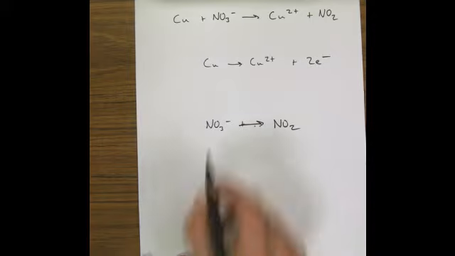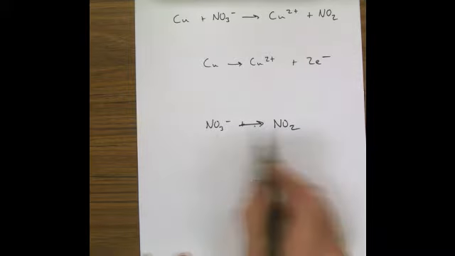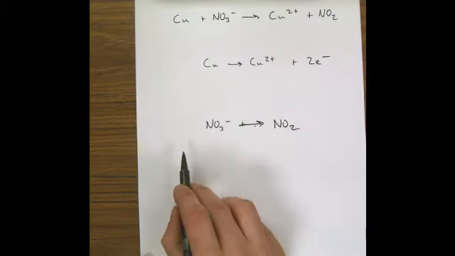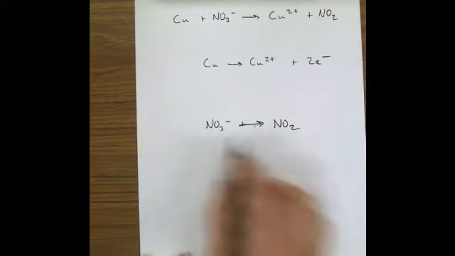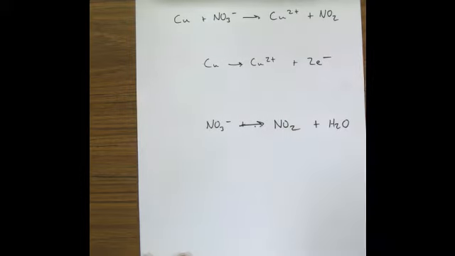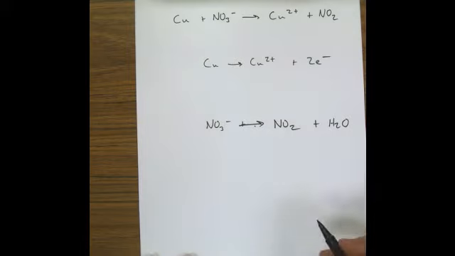Next half reaction, I have NO3 minus on the left side, and I have NO2 on the right side. First rule, balance all elements except for H and O. Well, my nitrogens are balanced, so I'm good to go on rule 1. Step 2, balance the oxygens. Well, I have 3 over here, I have 2 over there. I need to add 1 more oxygen to this side, and I can only add oxygens to the right side by adding water, H2O.